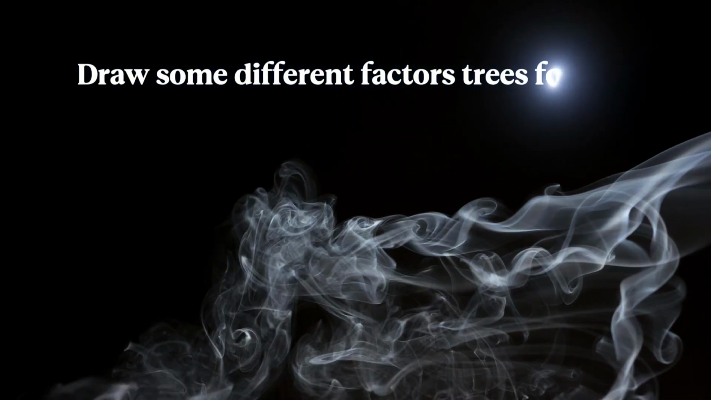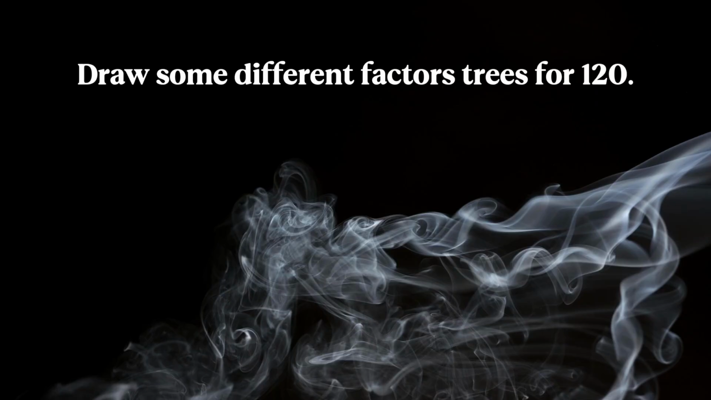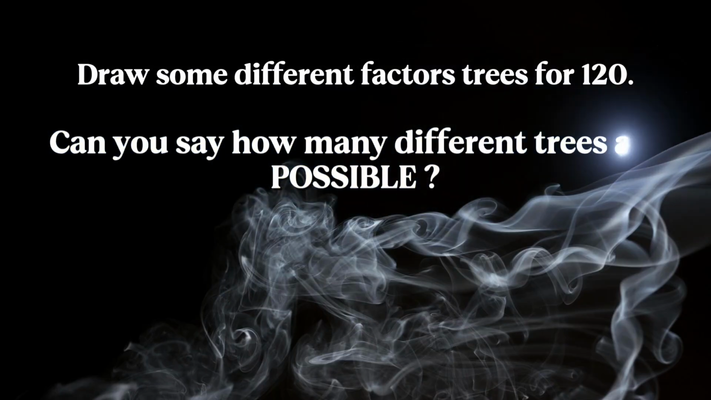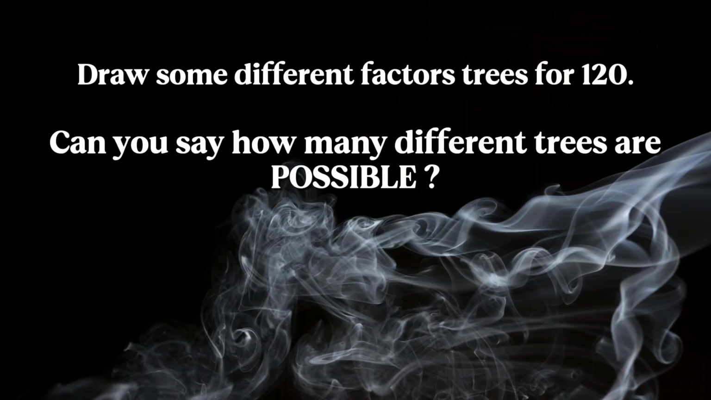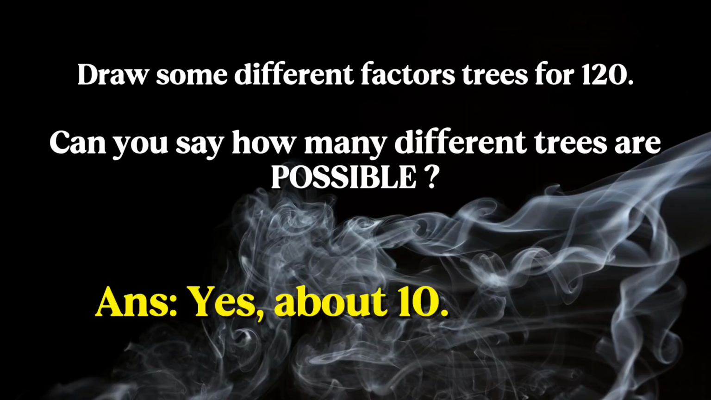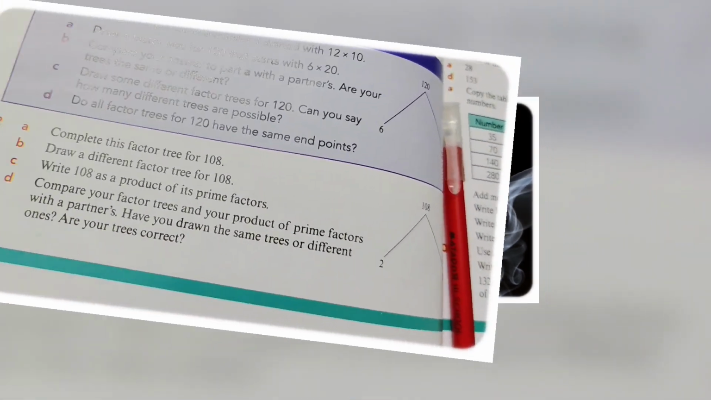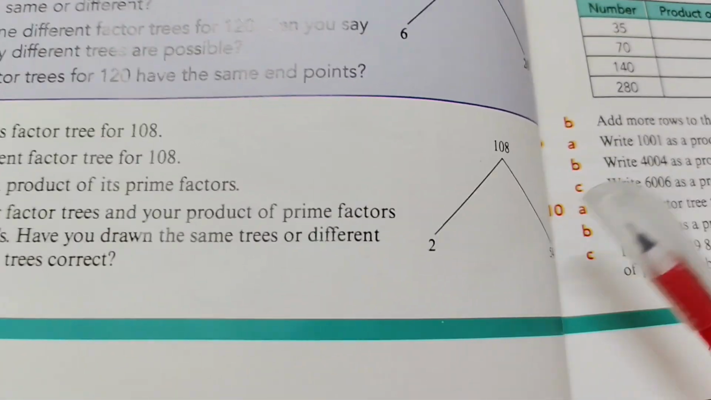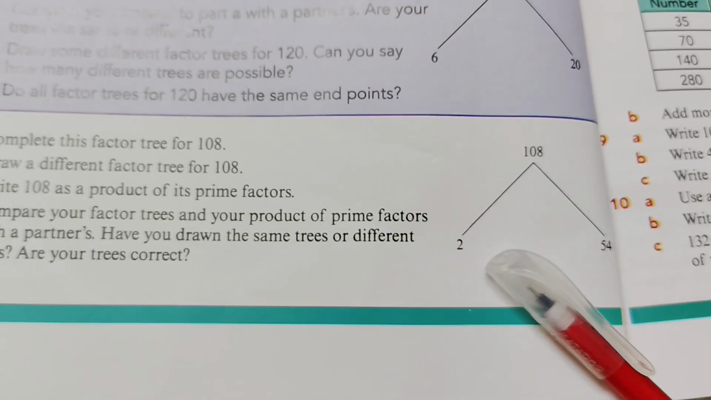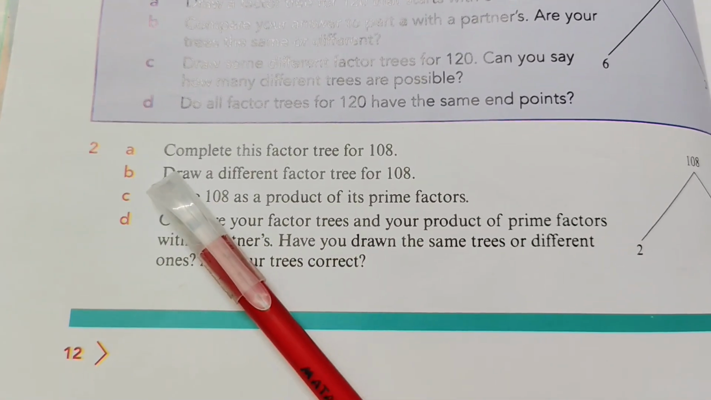So in number 1C, we have to draw some different factor trees for 120. Can you say how many different trees are possible? You can make many factor trees just using the factors of those numbers. And for the second question, can you say how many different trees are possible? So it's about 10.